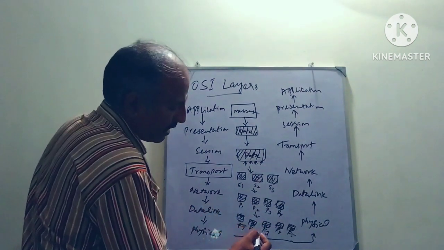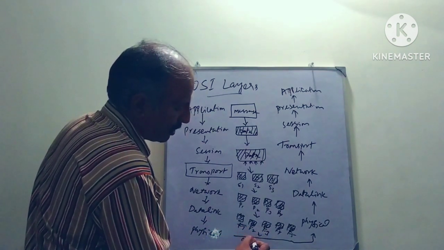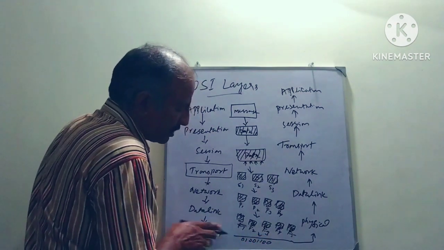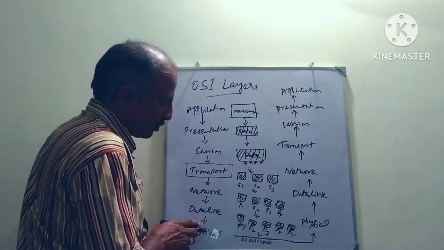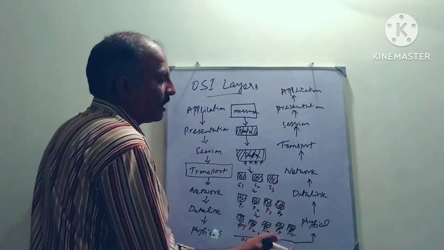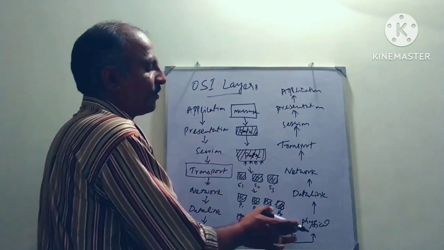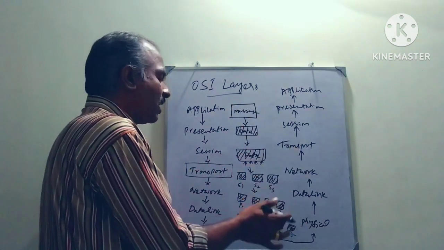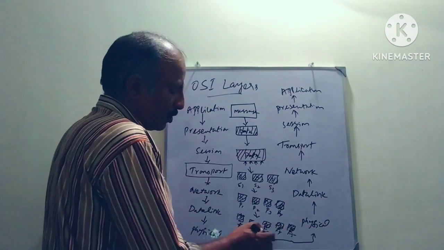In the physical layer, the frames are converted into zeros and ones. The zeros and ones are sent through the cable. The physical layer is the cable. This cable sends the zeros and ones to the receiving side. On the receiving side, whatever operations were performed, they perform the reverse operation.